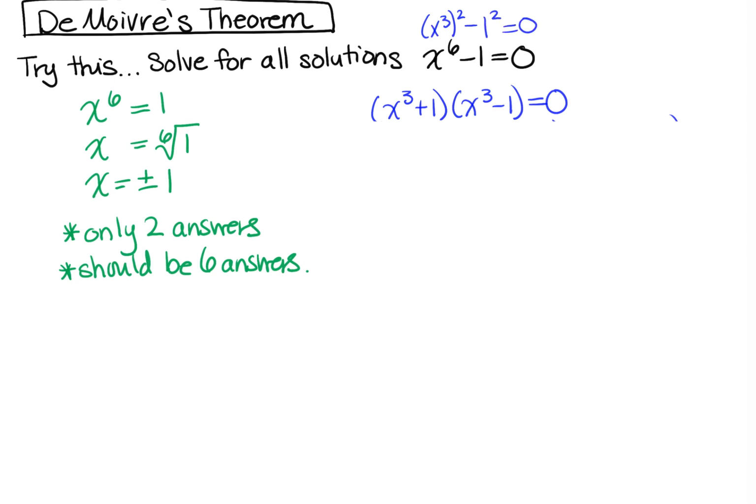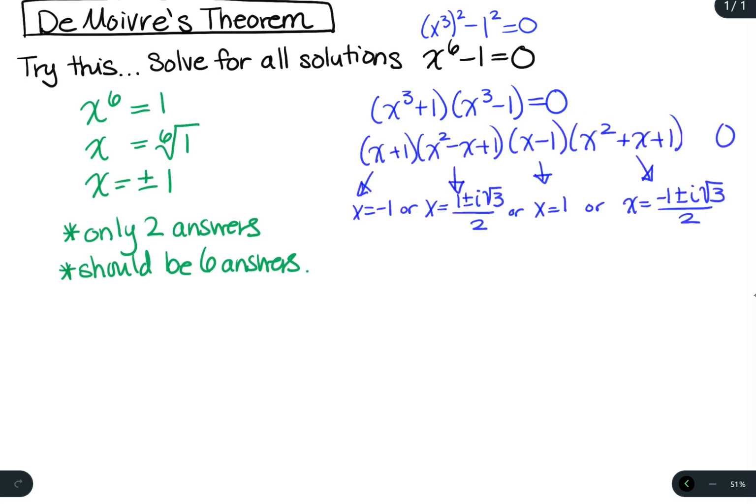So now with a difference of 2 squares, we can say that we have x cubed plus 1 times the quantity of x cubed minus 1 is equal to 0. And then with this, we can think about what we remember about the sum of 2 cubes and the difference of 2 cubes, and we can factor those accordingly using those two formulas. Now when we do that, we get x plus 1 times the quantity of x squared minus x plus 1, and so this x cubed plus 1 factors into those two factors. Similarly, x cubed minus 1 factors into those two factors.